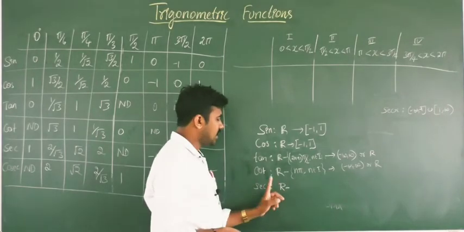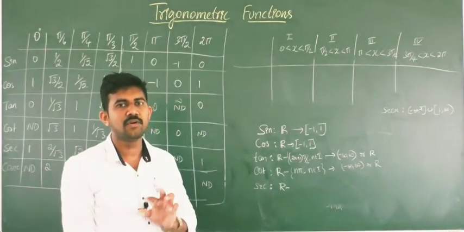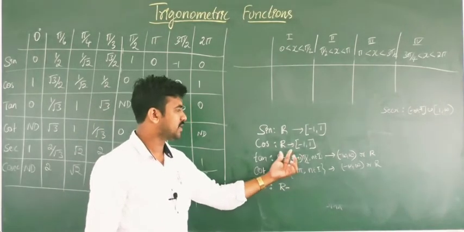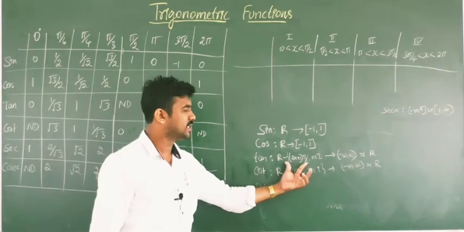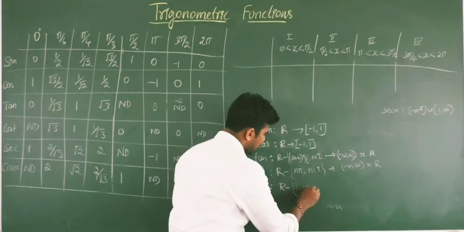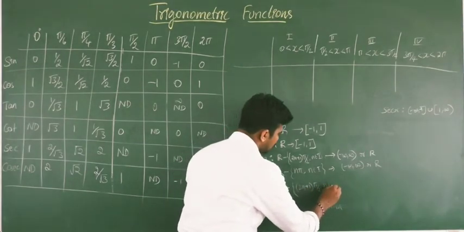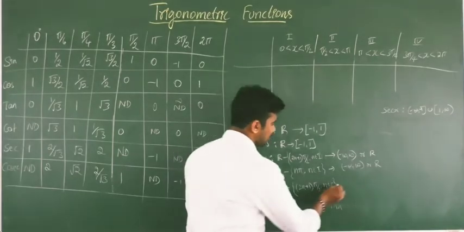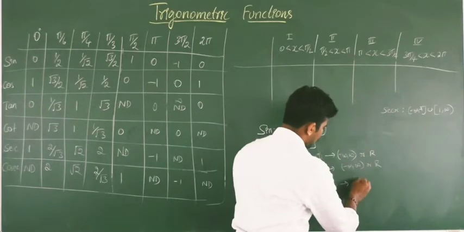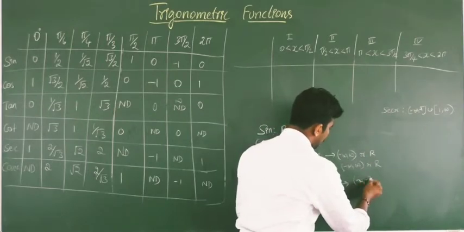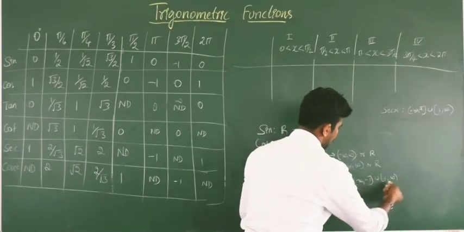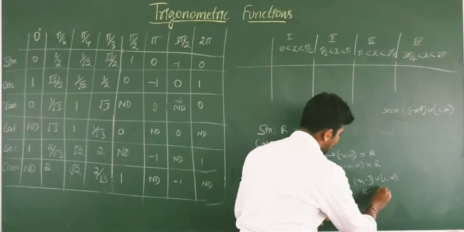But what is the domain? Here in the domain, we know secant x is the reciprocal of cos x, so the denominator is cos x. So the condition we get, the domain is R minus (2n plus 1) into pi by 2, where n belongs to I, is the domain of the secant function. And the range, we can say, is this interval including minus 1 and 1, or we can say R minus open interval minus 1 comma 1.